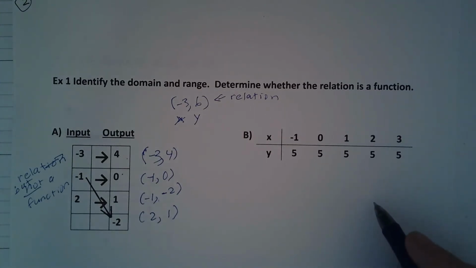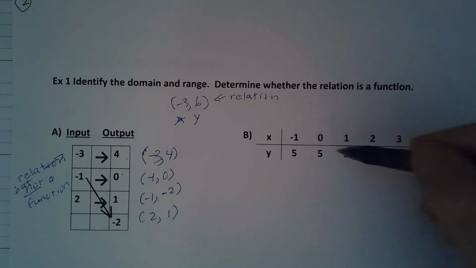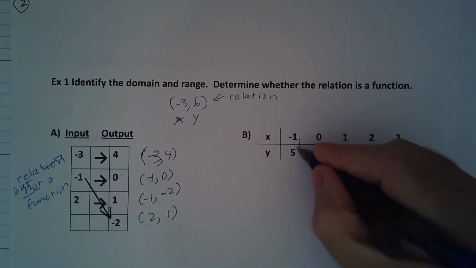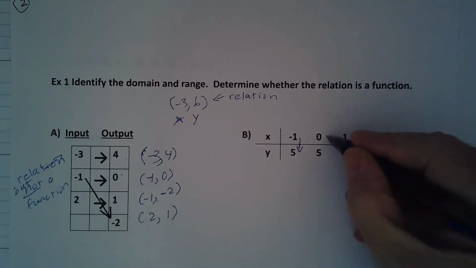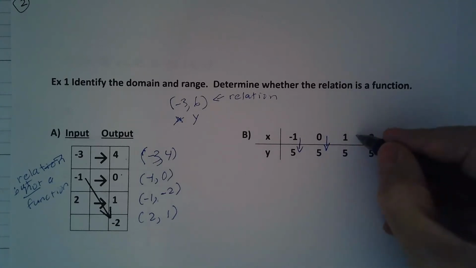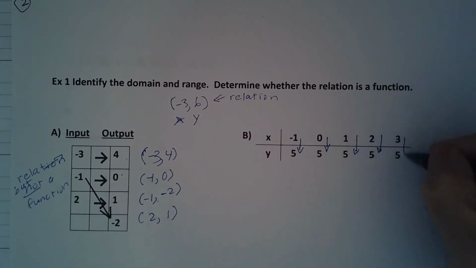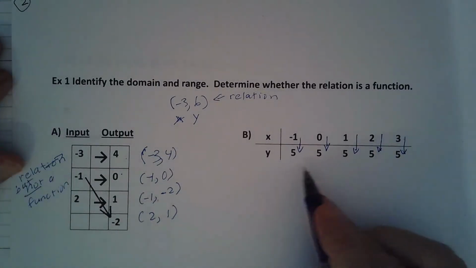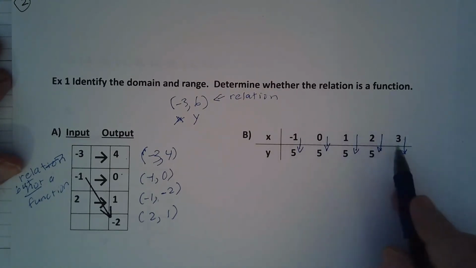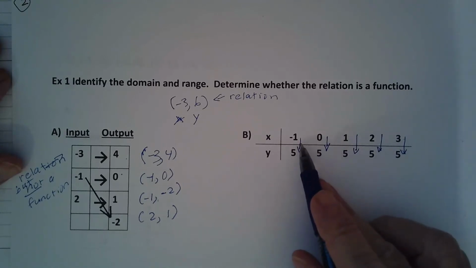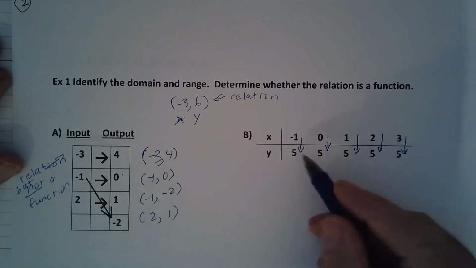So in this case, -1 has only one output. 0 has only one output. 1 has only one output. 2 has only one output. 3 has only one output. Now, it is true that the outputs all relate back to the inputs such that each of these would still be a function.